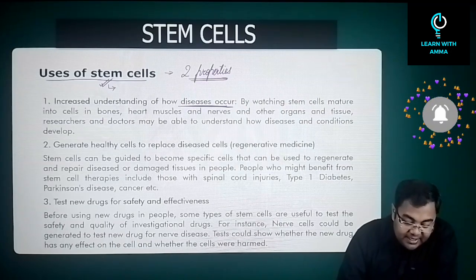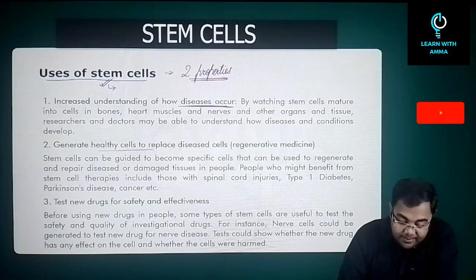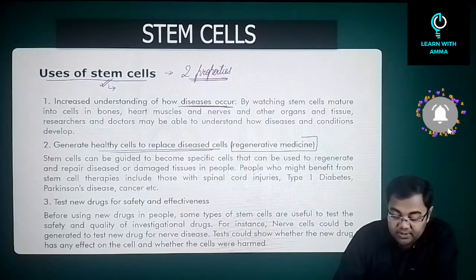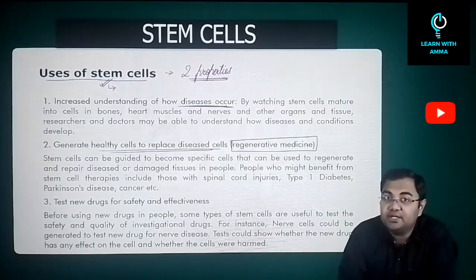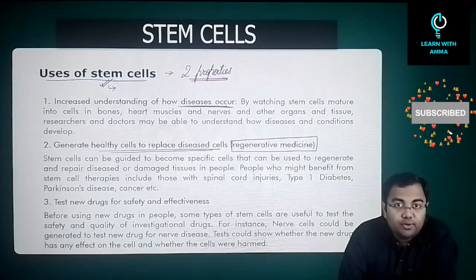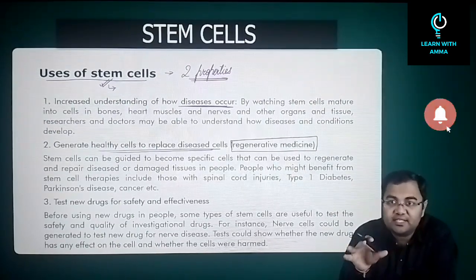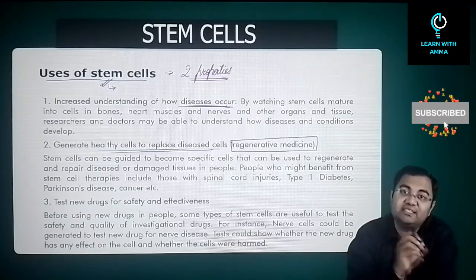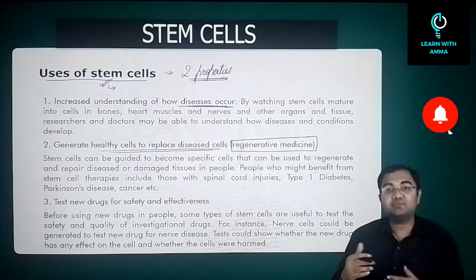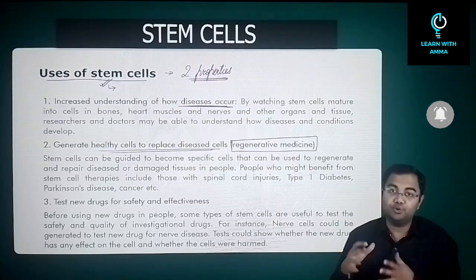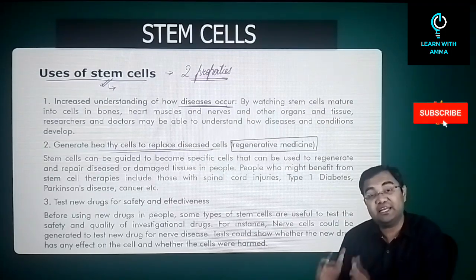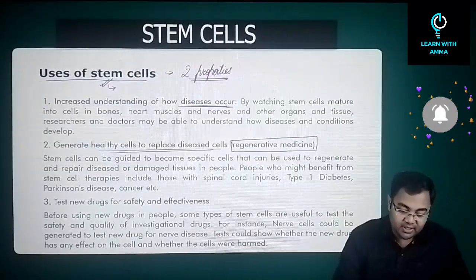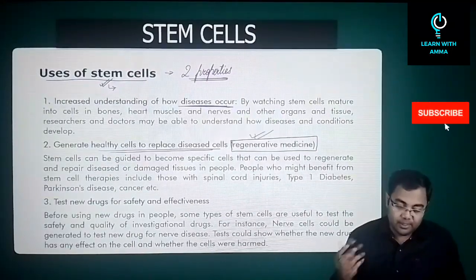Then after that, generate healthy cells to replace diseased cells. Now this is something that we discussed, and this is something which is also called regenerative medicine. So what do we do here? We look at the cells which are causing the problems. We replace these cells with healthy stem cells. And these stem cells will grow and mature into normal cells. Thus, they will replace the cells which were the source of the problem. So that's why this is also called regenerative medicine.